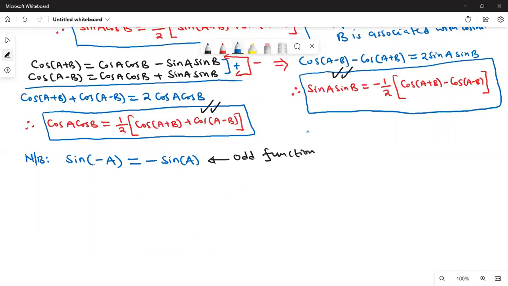We also know that cosine of negative a is the same as positive cosine of a. That means cosine is an even function. So I can comment on this again. Even function.